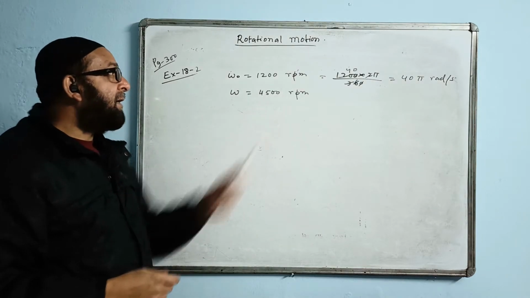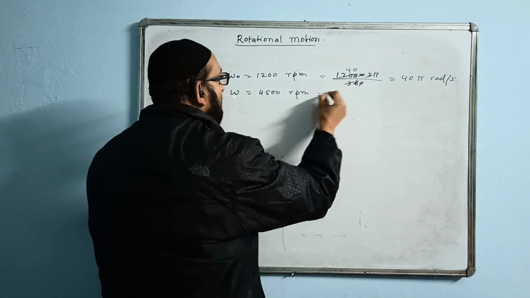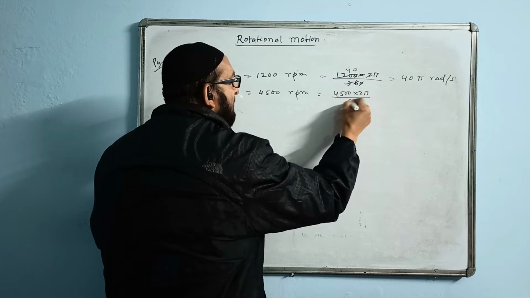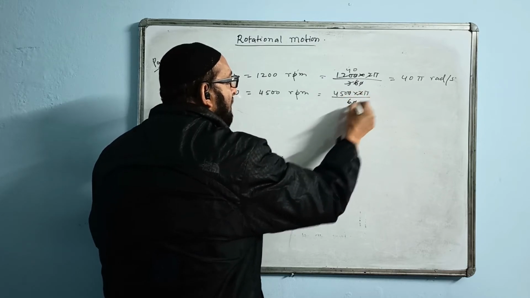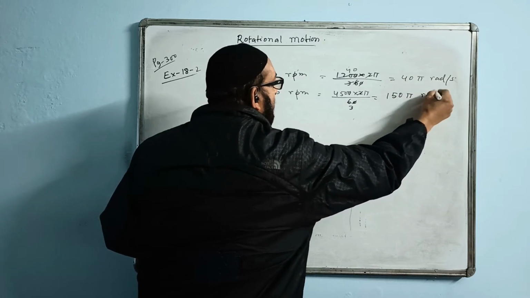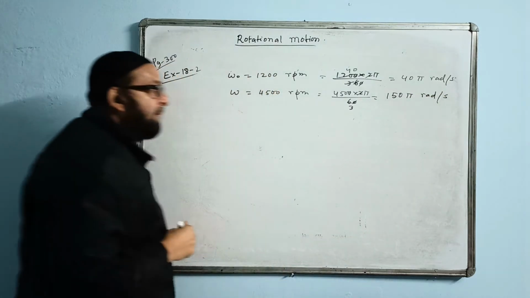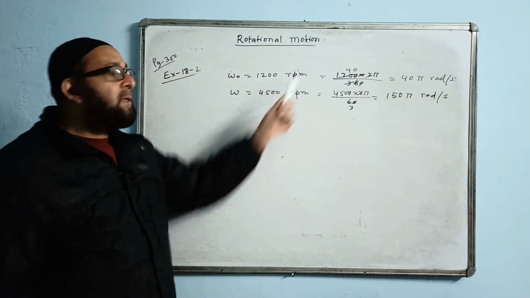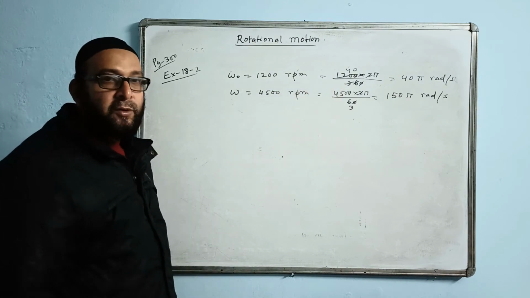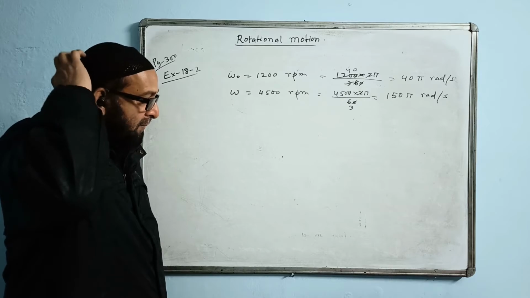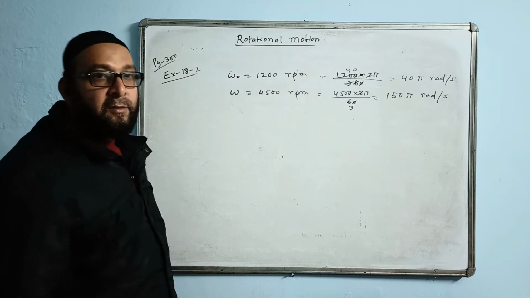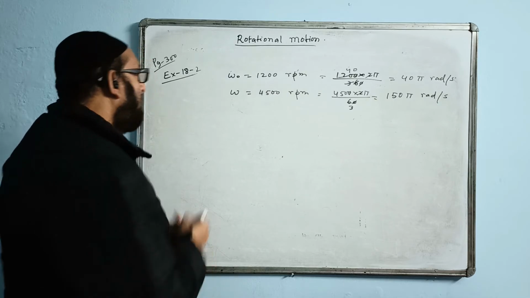Similarly, this also will change to radian per second. 4500 into 2 pi by 60, here also like this. 150 pi radian per second. If it is given in RPS, rotations per second, the time value will be kept in seconds only. No need to change it, no need to multiply by 60. Only rotation will change to radian, into 2 pi unit.